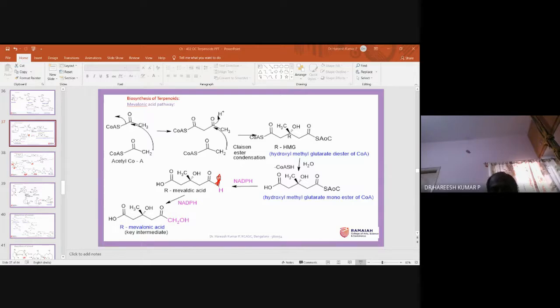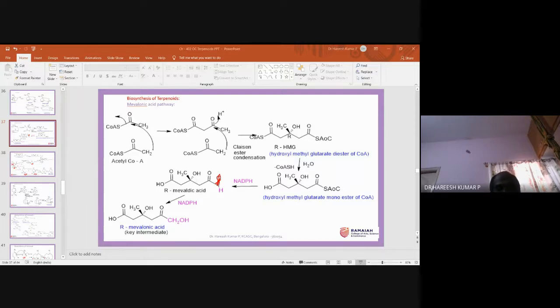In this neryl pyrophosphate, the bonded pair present over here can form a ring structure, and the pyrophosphate will go out as a byproduct, forming a carbocation. This carbocation is attacked by water, and that is how alpha terpineol is obtained. So with this, I will go to the next slide.